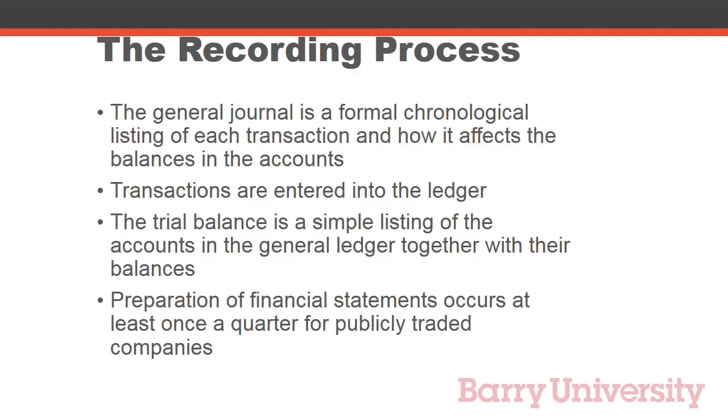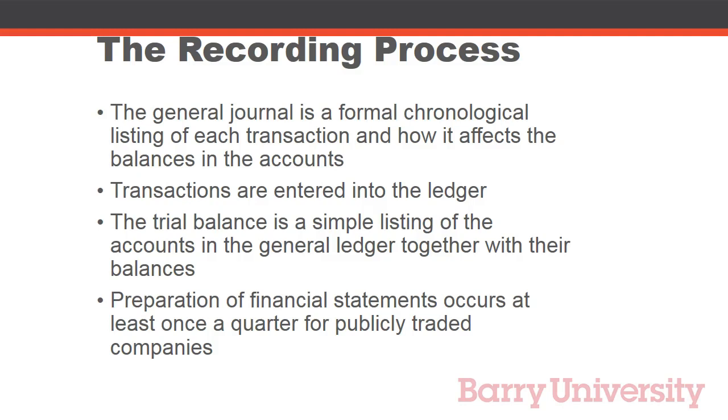The recording process. The general journal is a formal chronological listing of each transaction and how it affects the balances in the accounts. Transactions are entered into the ledger. This process is called posting. The trial balance is a simple listing of the accounts in the general ledger together with their balances. The purpose of the trial balance is to make sure that debits equal credits.